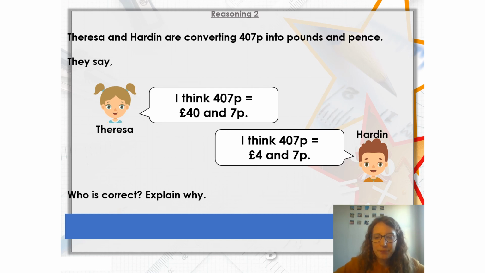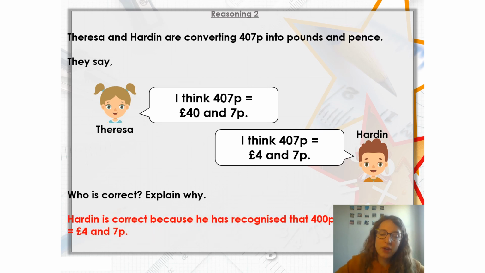Okay, so do you think which one is going to be right? Let's have a little look. Okay, so 407, £40. We know that 400, there's 100 pence in every pound, so that's only £4, isn't it? She's gone way too much. She's used the 4 and the 0 as the number of pounds. So Harden is correct because he's recognised that the 400 pence is equal to £4, and then the 7 is the extra 7 pence. So well done if you spotted it.